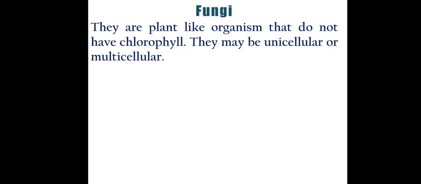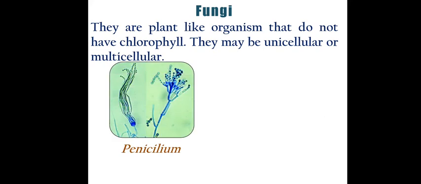Next comes the fungus, that is fungi. So fungi are basically again plant-like structures, leafy structures, but they don't have chlorophyll. And yes, fungus can be unicellular and multicellular. If you can see the example, the example of this is penicillium. Penicillium is the fungus which is used to derive the medicine that is known as penicillin.